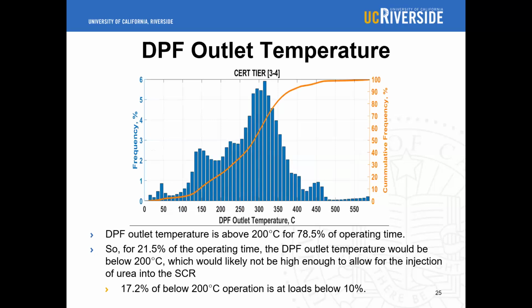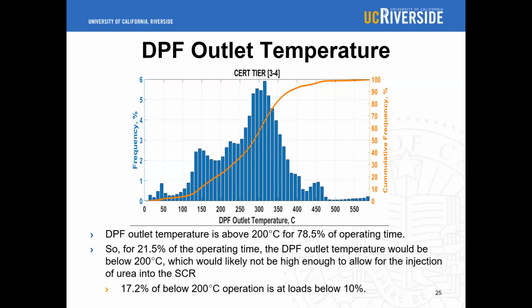So now you can look at a distribution. We broke that down based on frequency percent on the y-axis, based on bins of temperature from 0 to 600 degrees. And I believe those are 20-degree bins in terms of the activity level. And then the orange represents the cumulative frequency as we go from lower to higher temperatures.